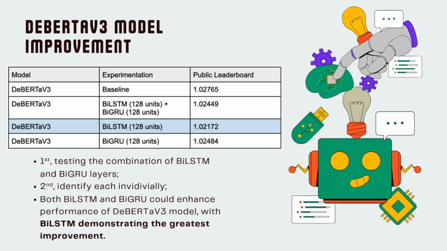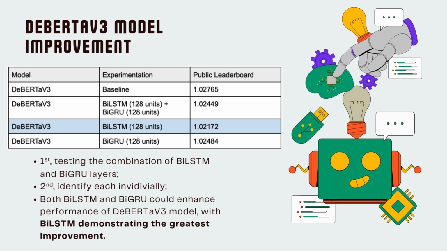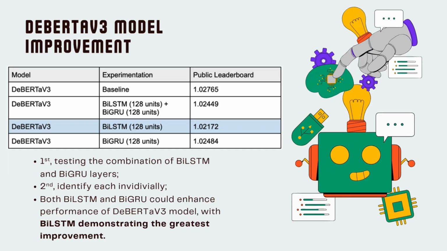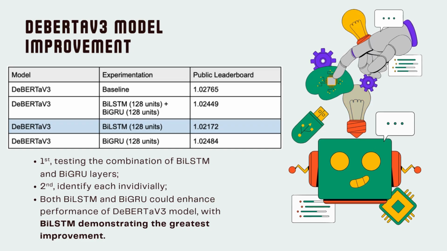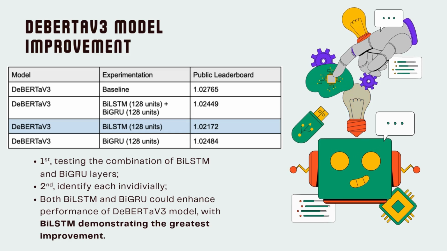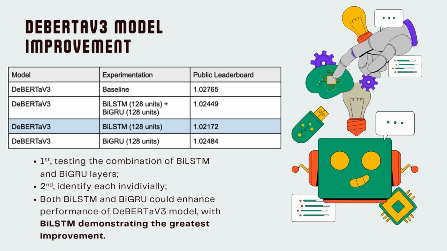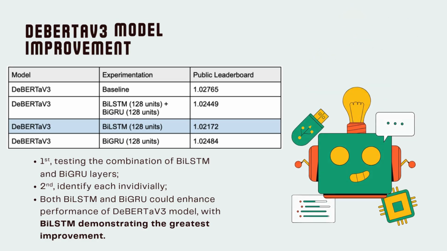Several experimentations were also conducted on the DeBERTa V3 model. We began our series of experiments by first testing whether the combination of BiLSTM and BiGRU layers could improve the model performance. Next, we tested each individually. As shown in the figure, BiLSTM alone demonstrates the greatest improvement.